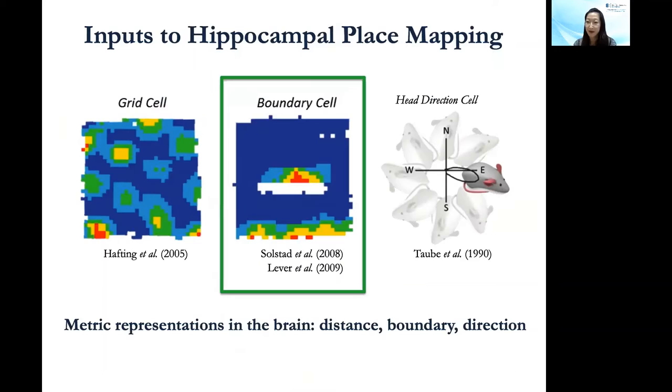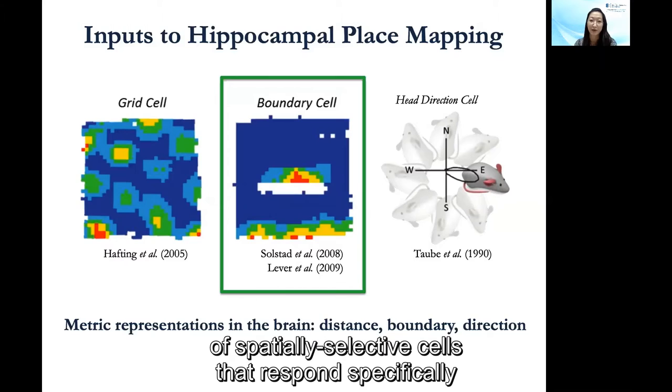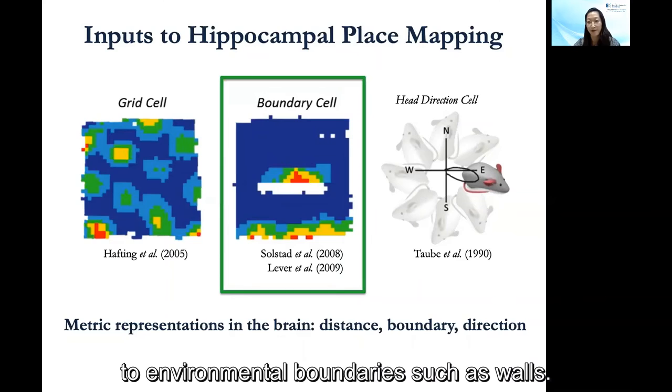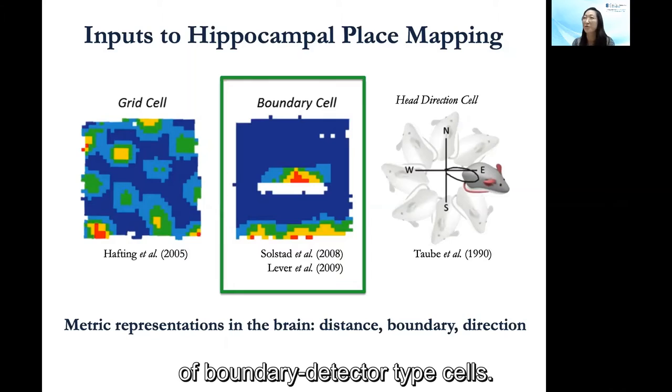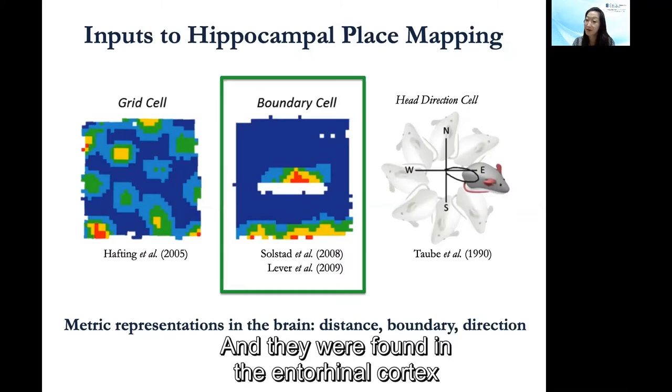Interestingly, just a few years after the model was proposed, several papers reported a type of spatially selective cell that responds specifically to environmental boundaries such as walls. If there are multiple walls in the environment, the cells respond to all of them, indicating that these are some sort of boundary detector cells. They were found in the entorhinal cortex and subiculum of the hippocampal formation.